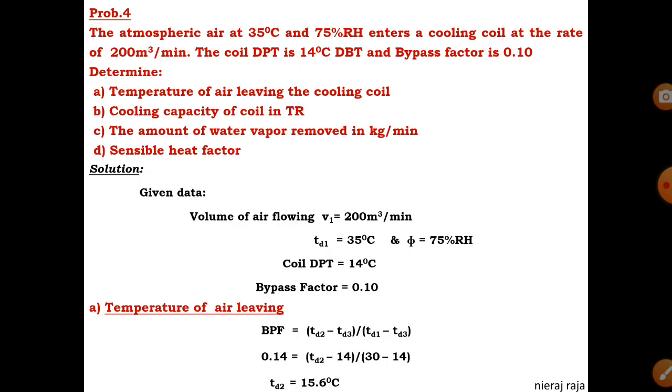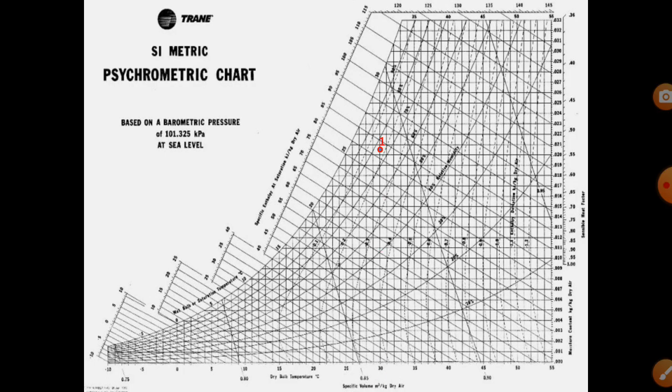Now we'll mark those points here. 35 degrees Celsius DBT, 75% RH, coil temperature is 14, and the air condition is at 15.6. So this is point number 1. This is point number 2, that is coil temperature. After joining this, in between them you will have to locate 15.6, which is somewhere here, and this could be the available path which we can follow.